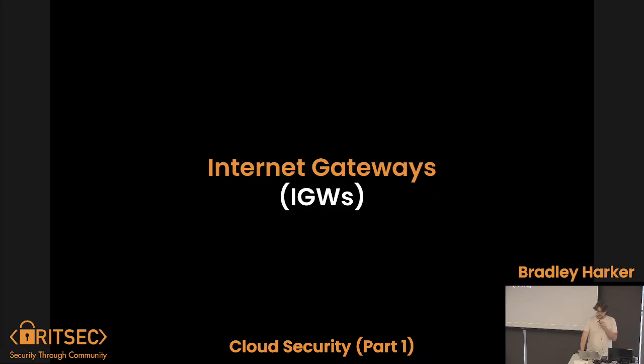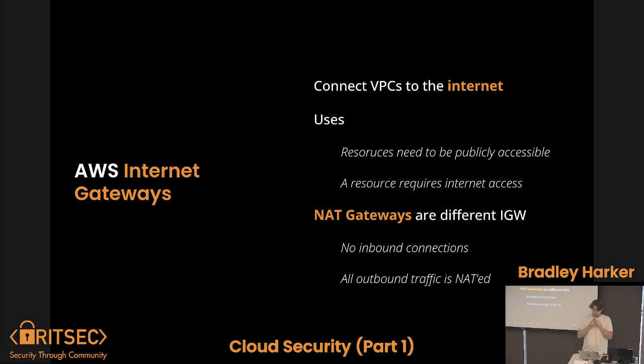Next, we have internet gateways. It's kind of like a special version of a transit gateway. This is what connects VPCs to the internet. You're probably going to want internet traffic on your VM. My best bet is you're probably going to need internet. So if your resources need to be publicly accessible or a resource needs internet access, you would do something like this.